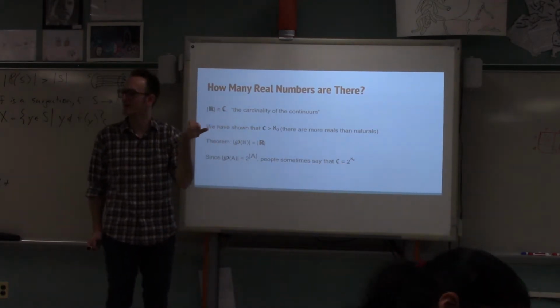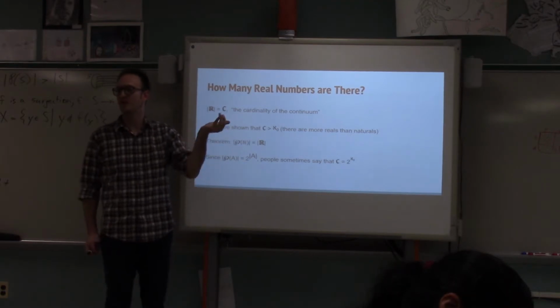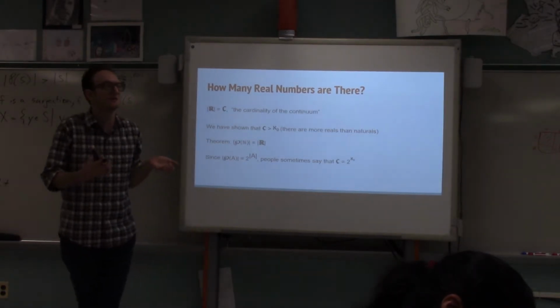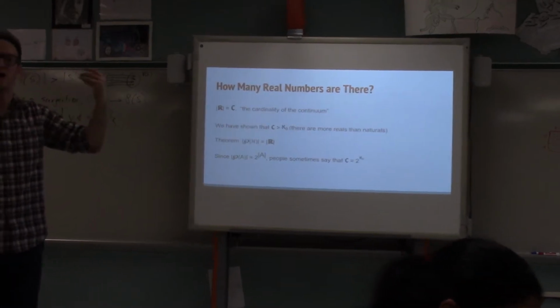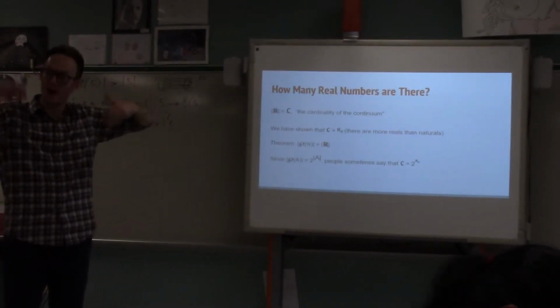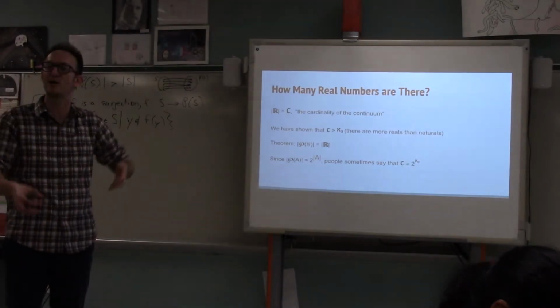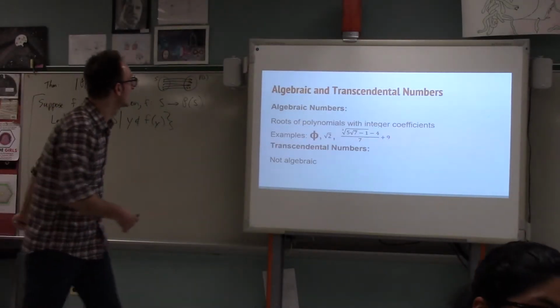Do you see how that's kind of a convenient notation for that? 2 to the aleph naught is not literal exponentiation; we're basically defining 2 to the aleph naught as being the cardinality of a set which is the power set of a set of cardinality aleph naught. Who's with me? Okay.